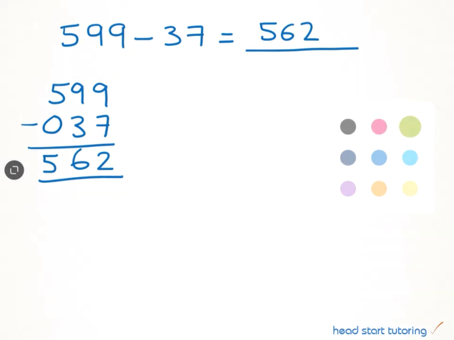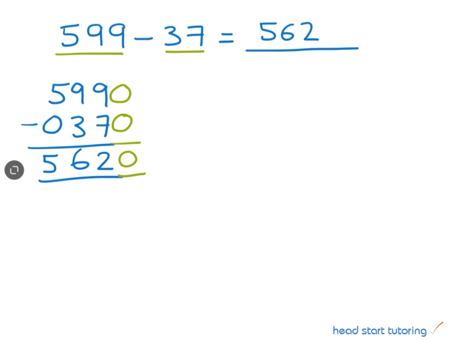Right, so now if we multiply 599 by 10 and 37 by 10, what we see is that we would just get an answer of 562 with a 0 at the end, because we've multiplied the 599 by 10 and the 37 by 10. That means we also multiply the 562 by 10. And it works exactly the same if we multiply by 100. We would end up just getting an extra 0 at the end because we've multiplied it by another 10, because 10 times 10 is 100.